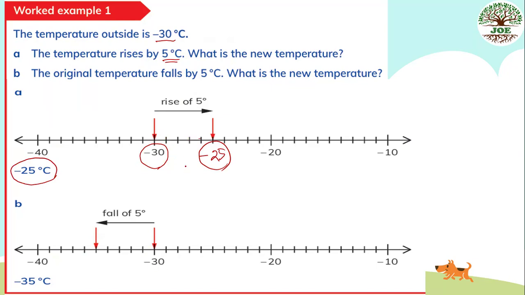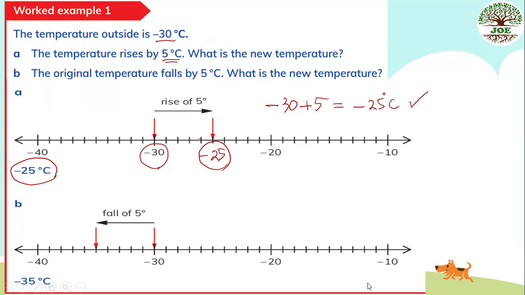And another way we can do the calculation. The recent temperature is -30 degrees Celsius. It rises by 5 degrees Celsius, so we have to add 5 degrees Celsius. It is the difference between -30 and 5. Negative is larger. So -25 degrees Celsius. We can do it like this.